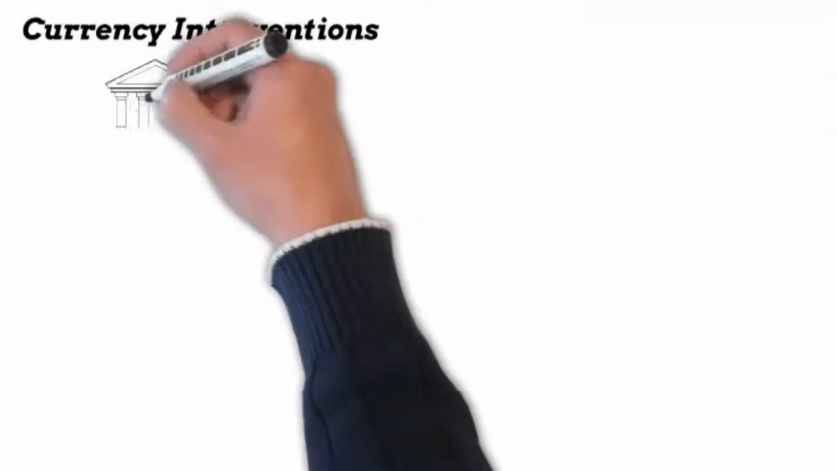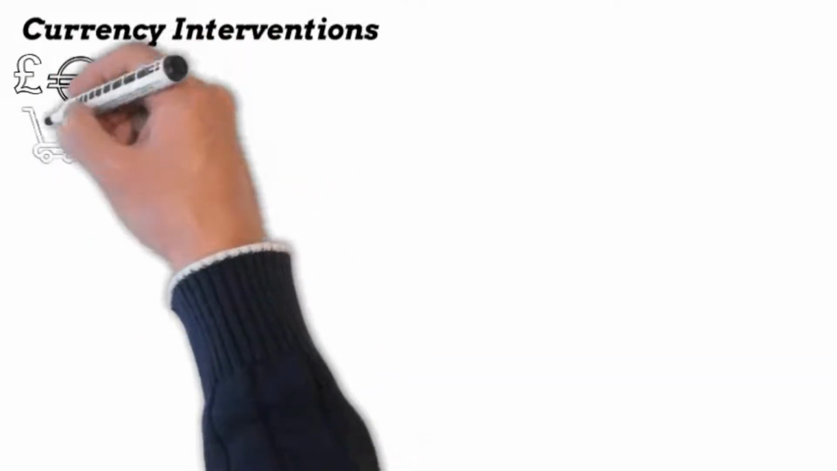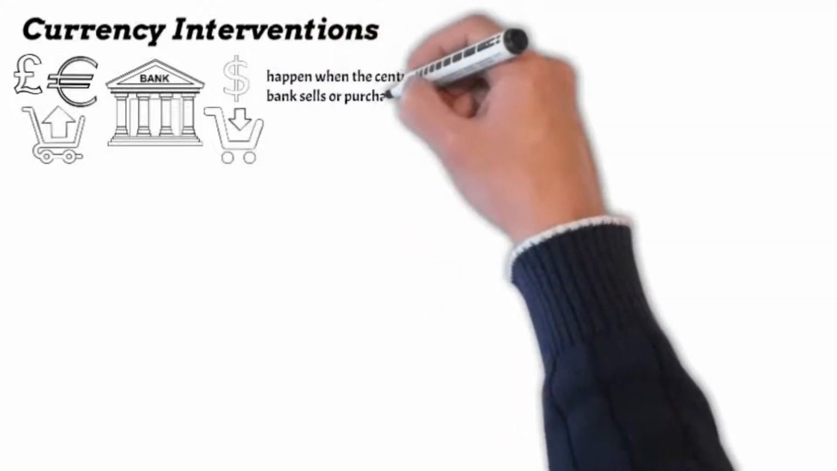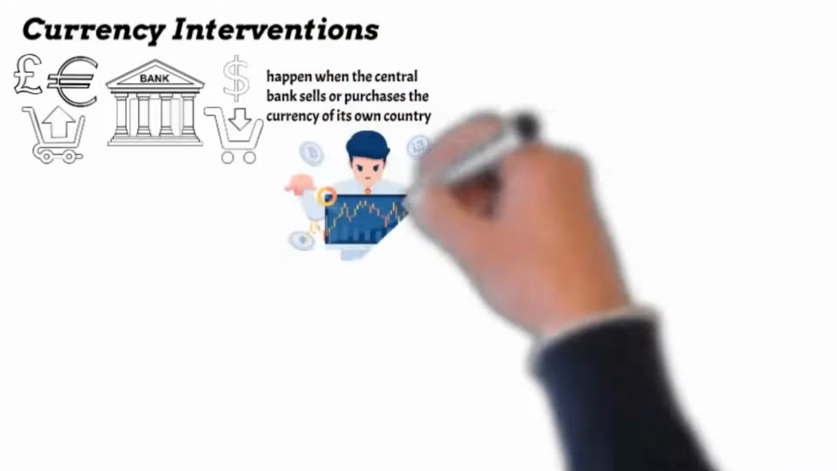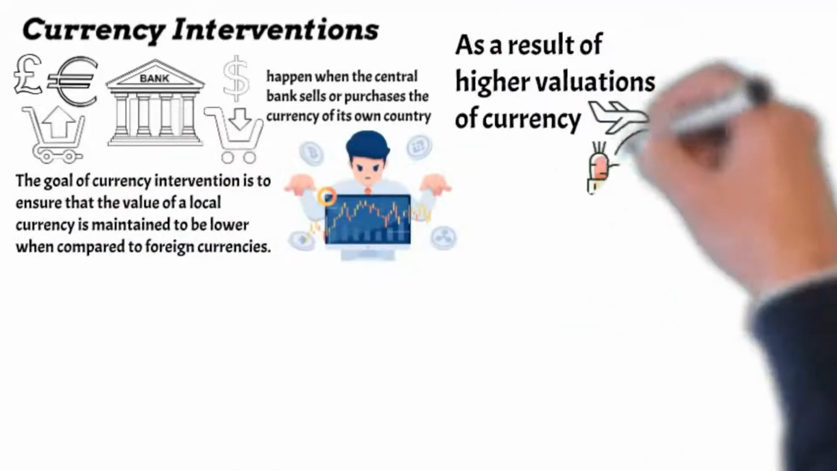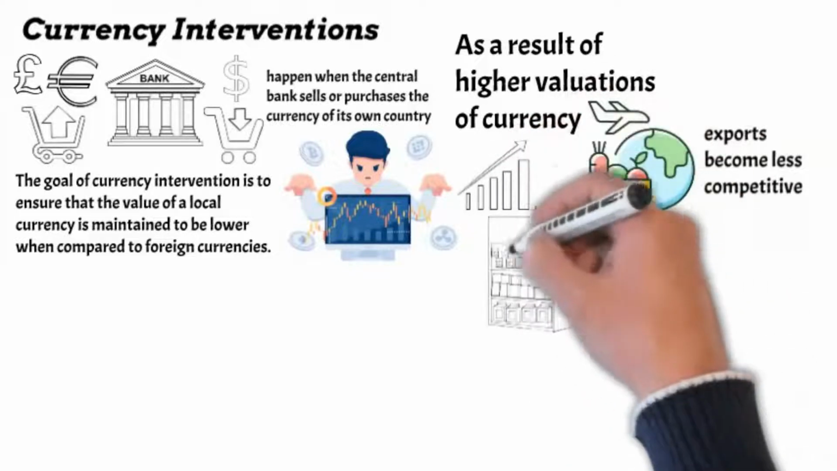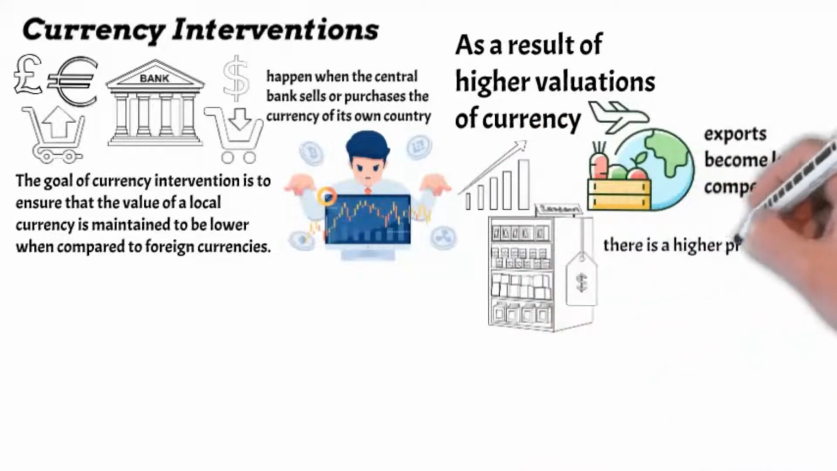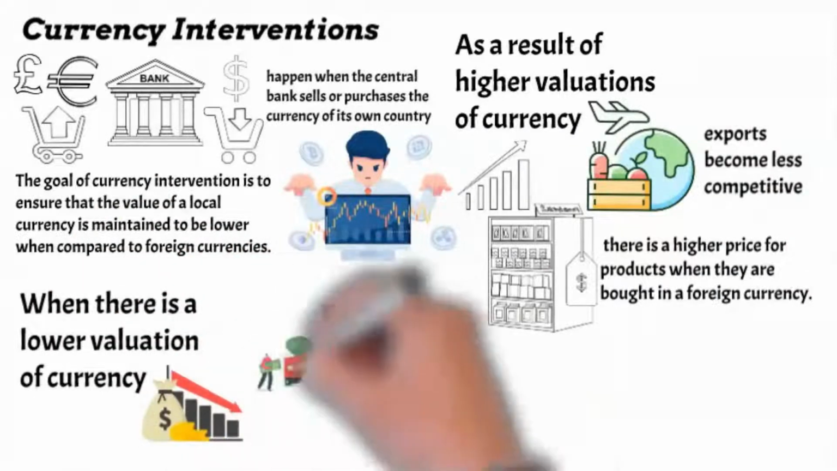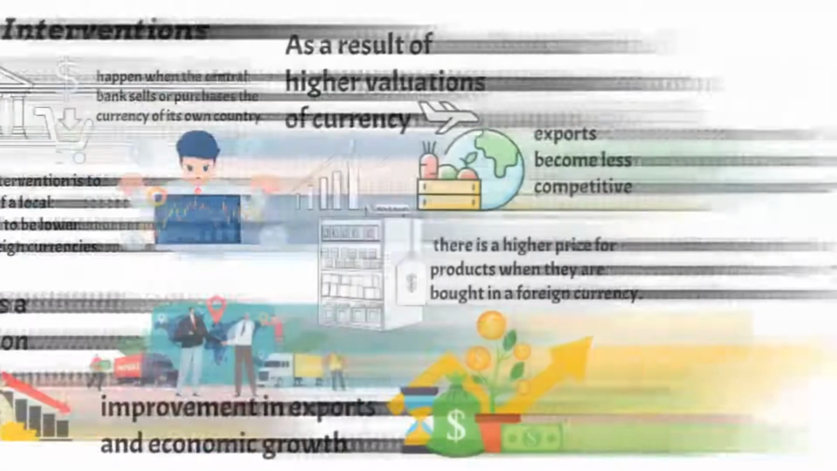Currency interventions happen when the central bank sells or purchases the currency of its own country in the foreign exchange market to be able to influence the value. The goal of currency intervention is to ensure that the value of a local currency is maintained to be lower when compared to foreign currencies. As a result of higher valuations of currency, exports become less competitive. After all, there is a higher price for products when they are bought in a foreign currency. Due to this, it is evident that when there is a lower valuation of currency, there would be an improvement in exports and economic growth.